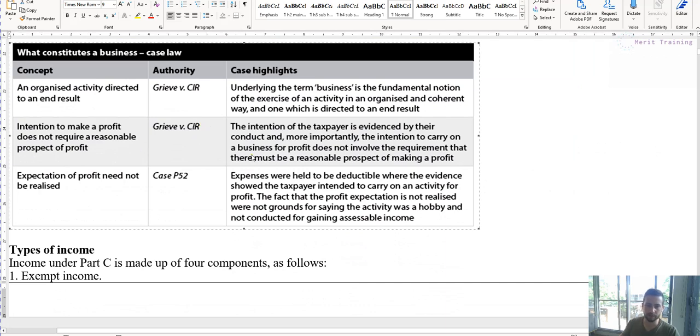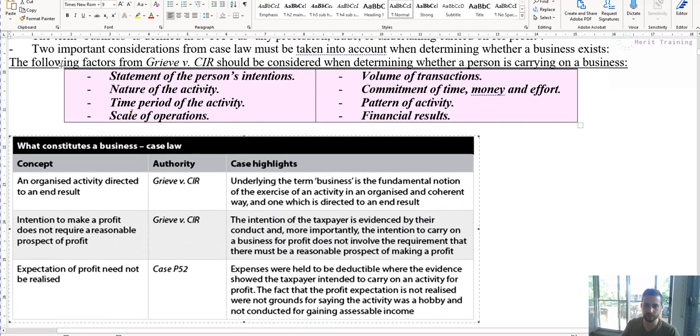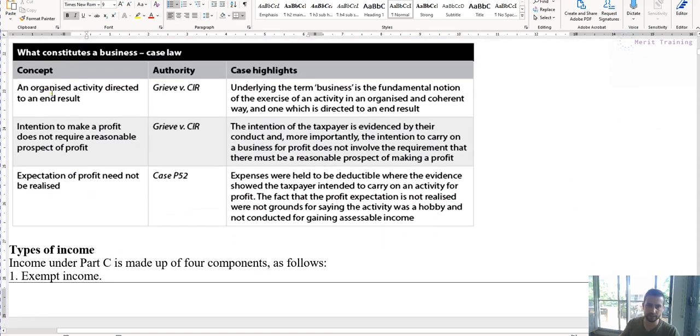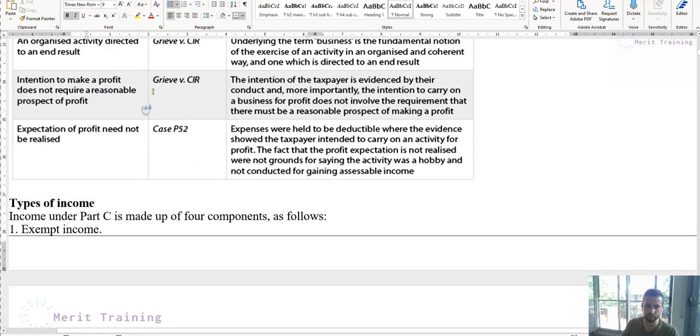And here is just another summary table of some of the key cases in determining what constitutes a business. So an organized activity directed at an end result, per Agree versus CI, would be a business. Intention to make profit does not require a reasonable prospect of profit. So as long as you're intending to do so, it doesn't mean that there needs to be a high probability that you make profit. That's per Agree versus CIR. And then finally, expectation of profit need not be realized. So you don't necessarily need to actually make that profit, even if you're expecting it, for it to be a business, per Case 52.